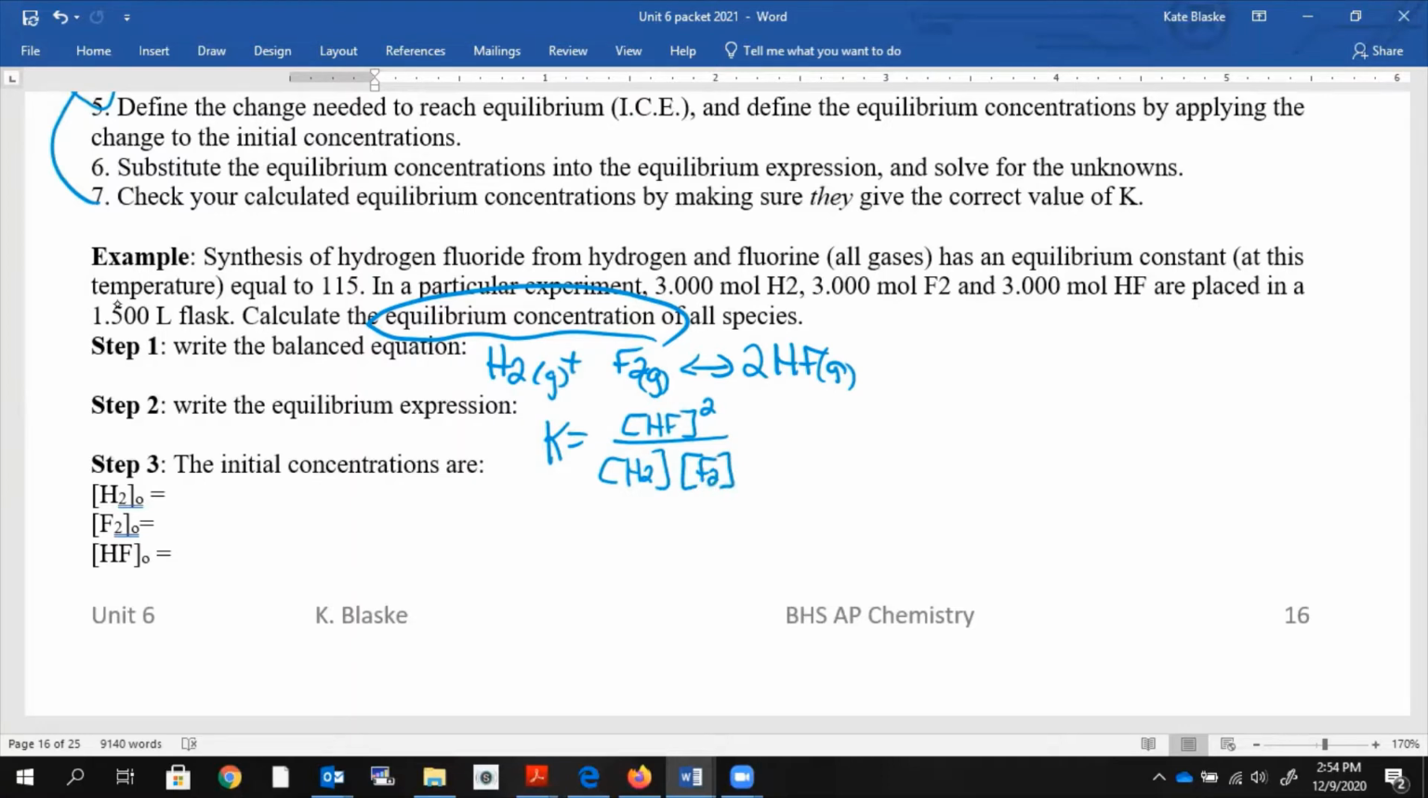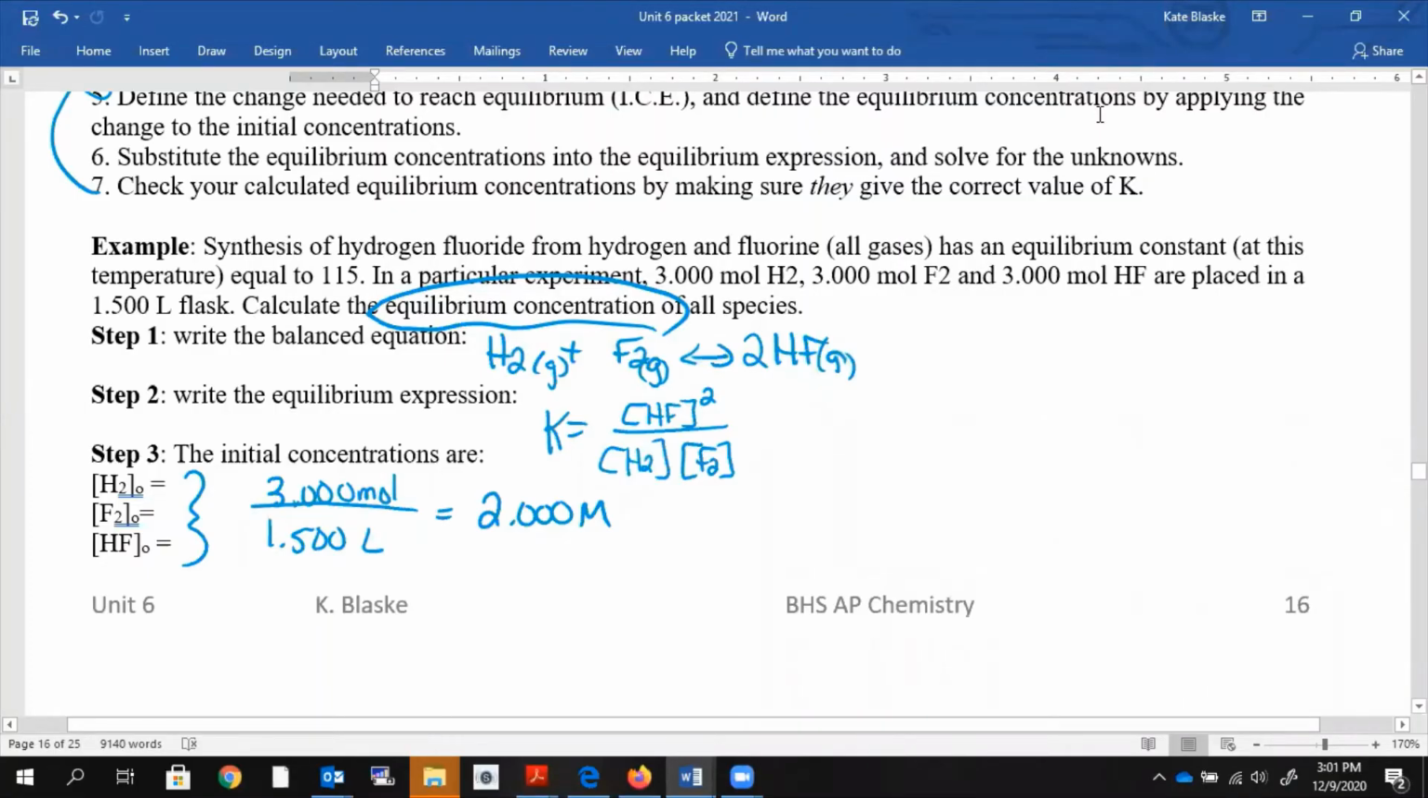We need to figure out what the initial concentrations are. So all of these, we have 3 moles in a 1.5 liter flask. So all of these are going to have the same concentration. 3 moles in a 1.5 liter flask. So that means we have 2, keep sig figs going, we have 2 molar solutions for everything.